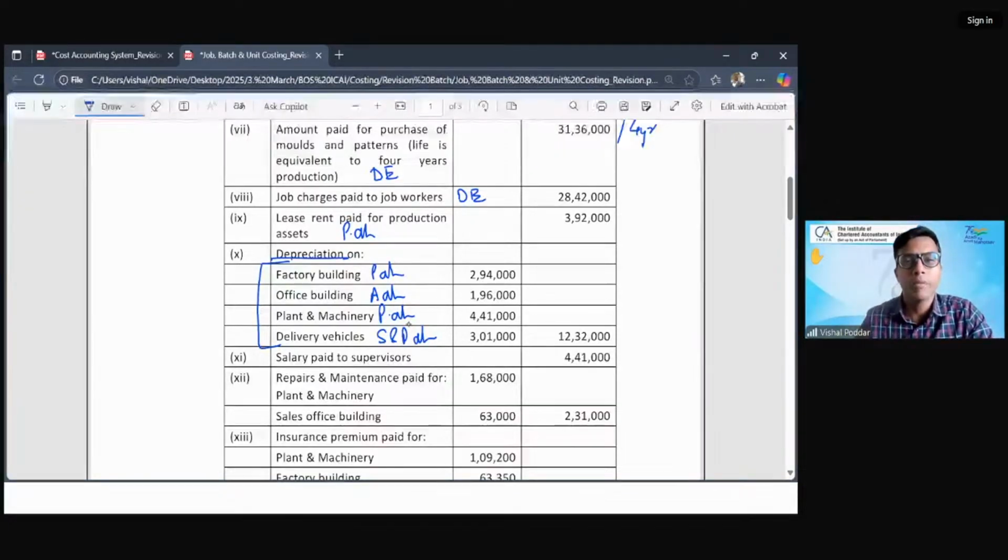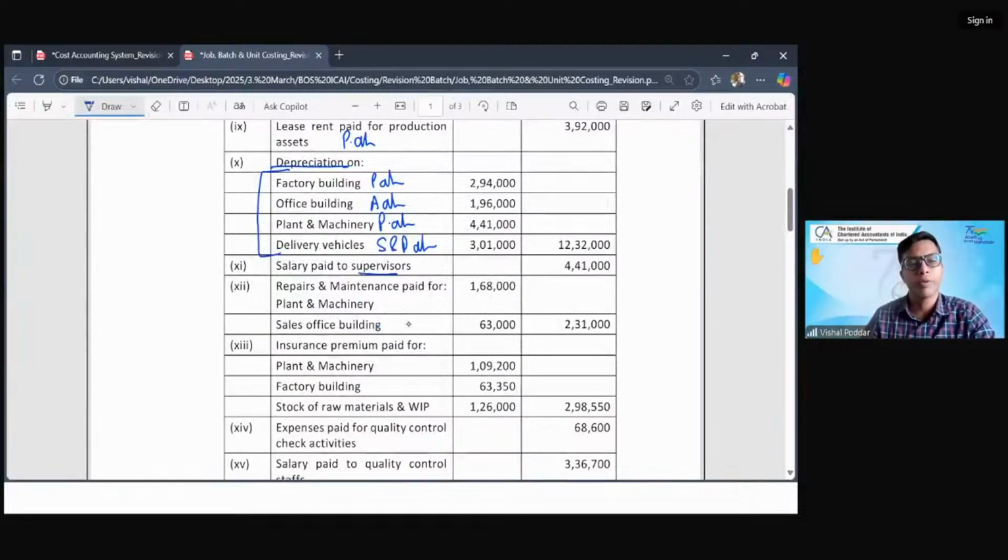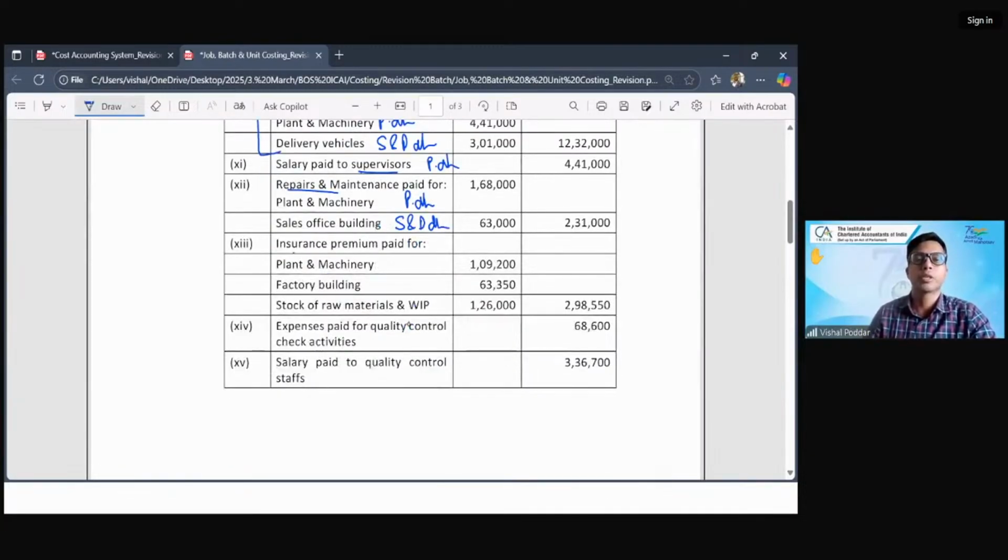Then salary paid to supervisors. Generally, supervisors are required in factory. So salary paid to supervisors will always become part of your production overheads or factory overheads. Similarly, repairs maintenance for plant and machinery will be this, and for sales building will be selling and distribution. Next is insurance premium, same production overheads.